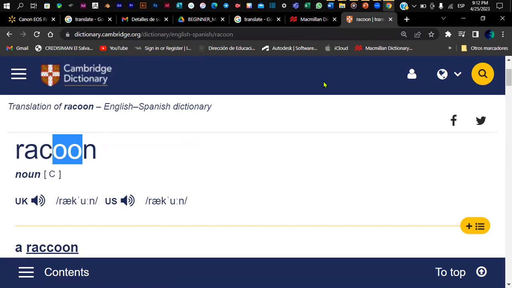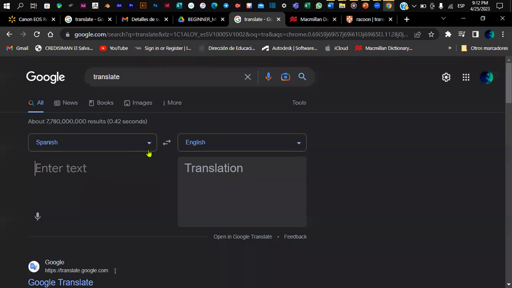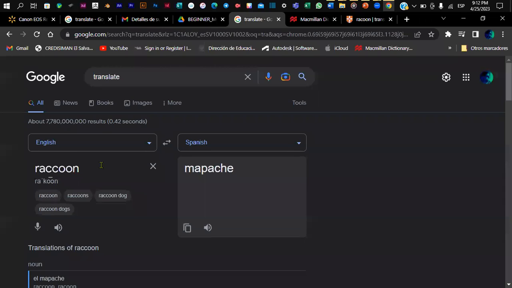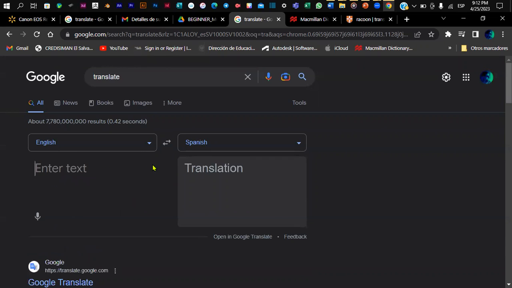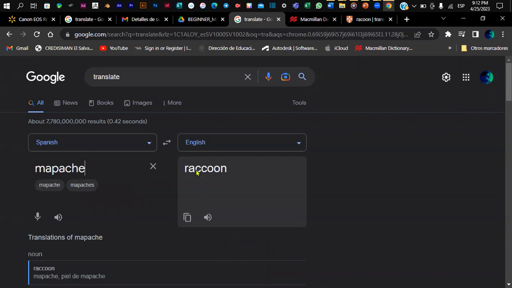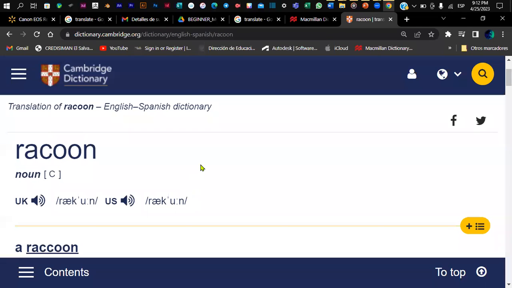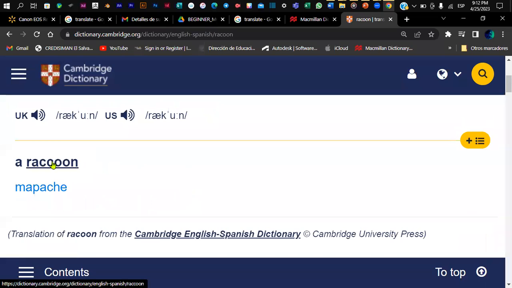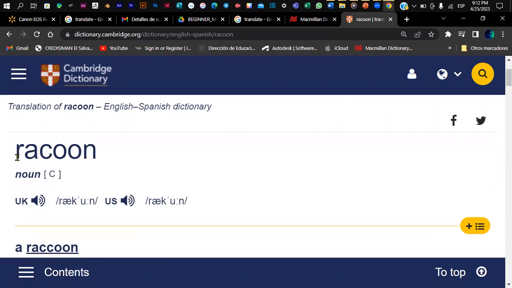Go right and use Google Translate, please, teacher. Okay, let me see. Okay. Double C. To inverse. Yes. Okay, mapache. Exactly. Okay, let's see: ra, double C, double O, and this one, okay, see, double C, double O, but what happens with this?